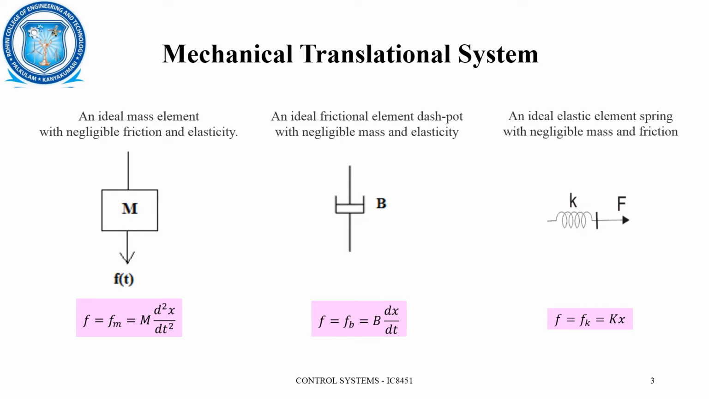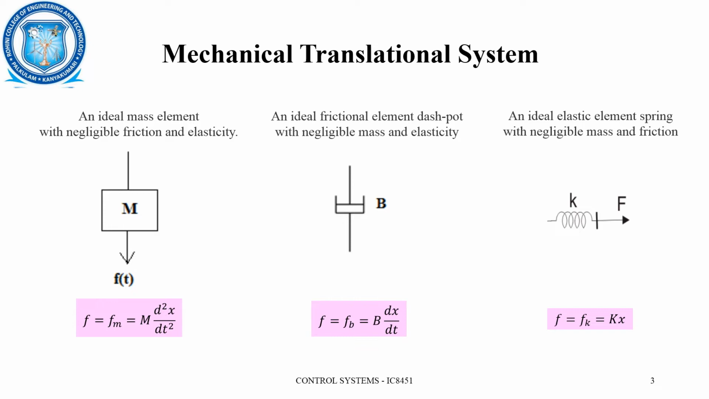Normally, differential equations are used to represent these three elements. For the mass, the force on the mass element is represented as Fm equal to m into d square x by dt square. Similarly, for a dashpot element, its force is represented as Fb, which is equal to capital B into dx by dt. And if it is a spring, then the force is Fk, which is equal to k into x.